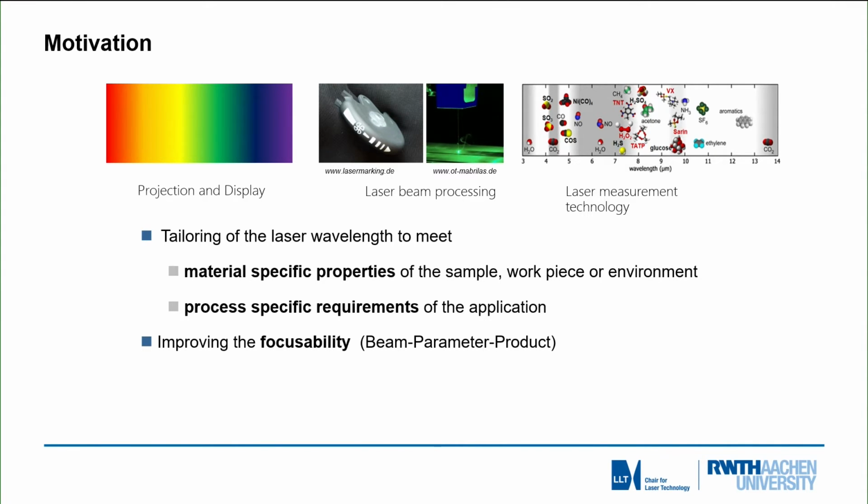Here are some application perspectives, for instance in projection or display, where we need the three main colors, RGB, or in laser beam processing, when we want to weld copper, for instance, we take radiation which is highly absorbed by copper, which is in this case green radiation. Or think simply of the processing of glass. You wouldn't do that with a visible light laser, but with an infrared laser, which is absorbed in only a few nanometers in glass usually.